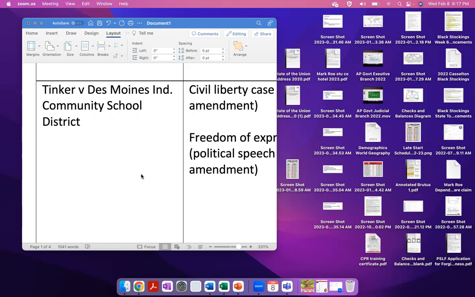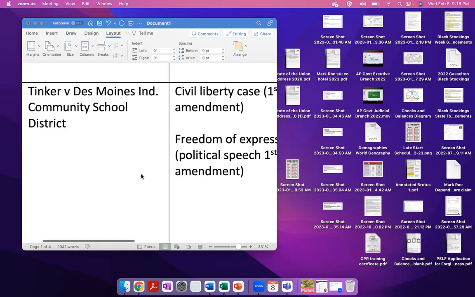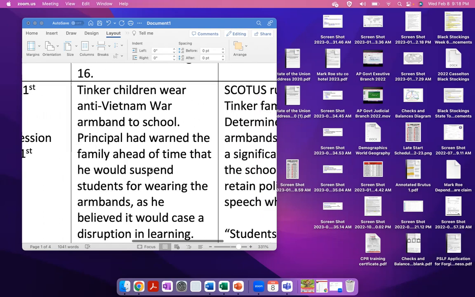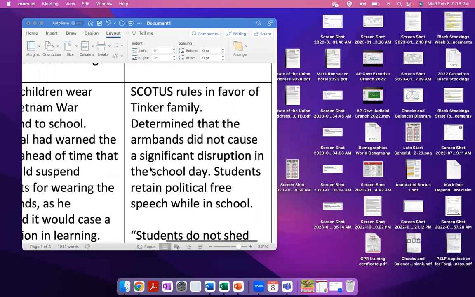But these Tinker students, they wear their armbands, they get suspended, and they're going to challenge that in the Supreme Court. The Supreme Court is going to rule in favor of the Tinkers. They said that the armbands did not cause a disruption in the school day. There was nothing super derogatory about them. Again, this case is going to protect students' political free speech in school.